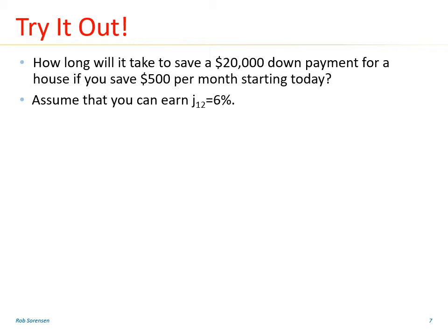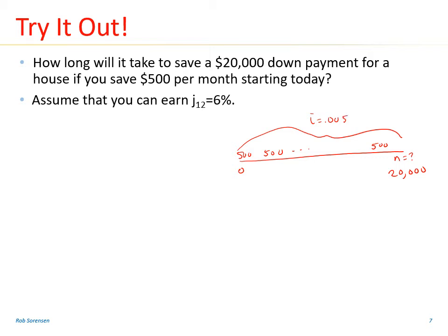All right, let's have a look. We want to have $20,000 in the future. We're going to save $500 a month all the way along until we get there. We don't know how long it's going to take though. That's our question. But we know that the interest rate is 0.005. Well, let's have a look. That would mean that the future value due is 20,000. We can see that the 20,000 is down there in the future.